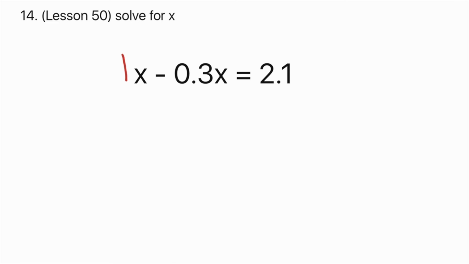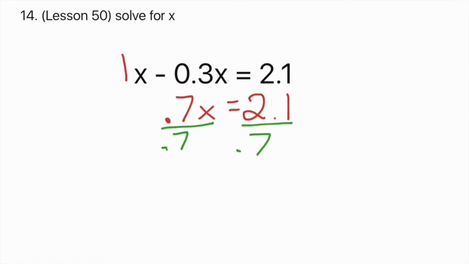So it's really 1x minus 0.3x. So when we combine those, we're going to get 0.7x, because 1 minus 0.3 gives us 0.7x equals 2.1. Now we have 0.7 times x. So in order to get rid of that 0.7, we need to do the opposite, which means we need to divide. So we're going to divide 0.7x by 0.7, and again do it to the other side. And for our answer, we'll get x equals 3.